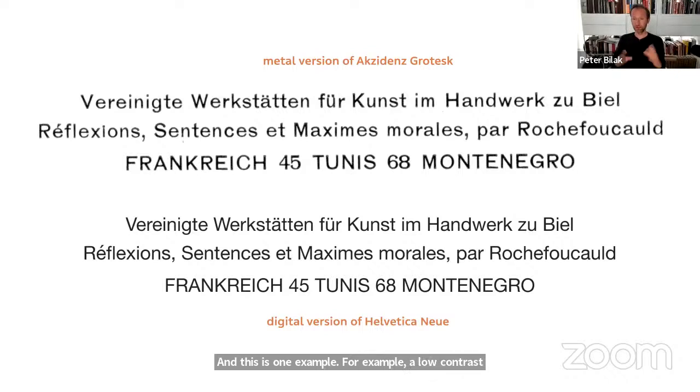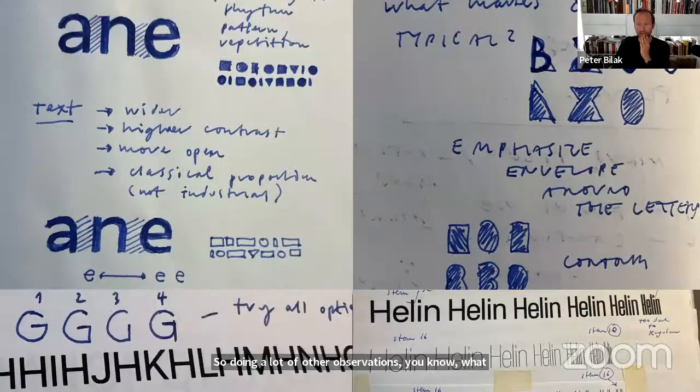In metal type, Helvetica was quite heavy and very loosely spaced, and when it was digitized and taken to large sample sizes, it's often too light and too densely spaced. So we did a lot of observations of what makes something read in big and small sizes, and tried to work out if there would be a typeface that could work in both large and small sizes. And we realized that it's not possible to do with one design.